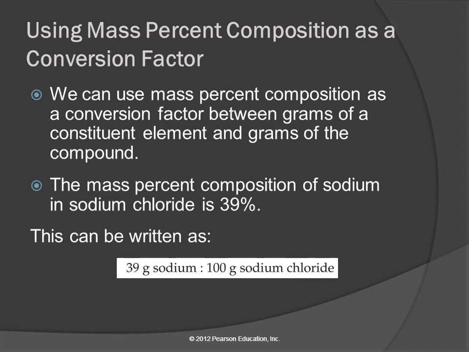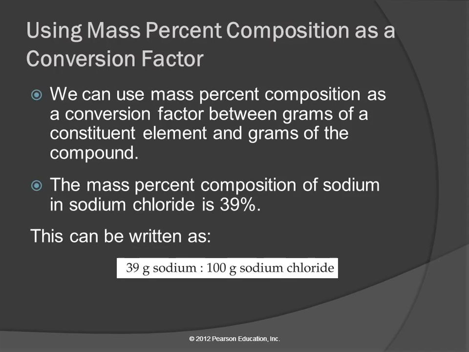Mass percent composition can be used as a conversion factor. And that can allow us to convert between grams of a constituent element and grams of the compound. We just did that using moles, but it was a 3-step process. It was a little awkward. If we know the percent composition, we can do a calculation like that much easier.